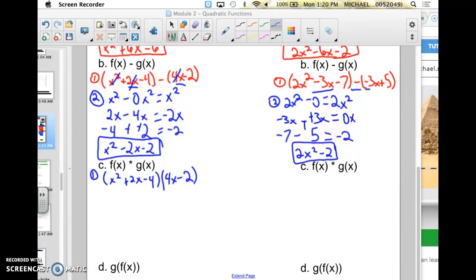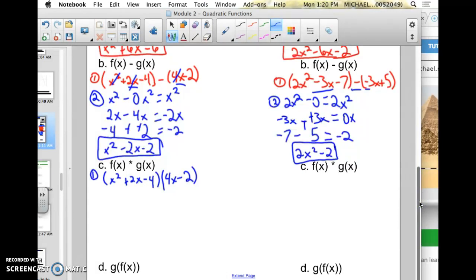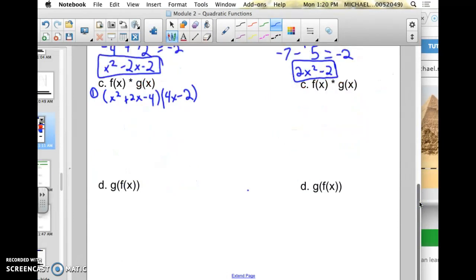And for this particular strategy, I'm going to use an area box. And I'm going to draw it as a simple rectangle. I'm going to put f of x on top, so x squared plus 2x minus 4. And then g of x along the left-hand side, I'm going to write 4x minus 2, like that.